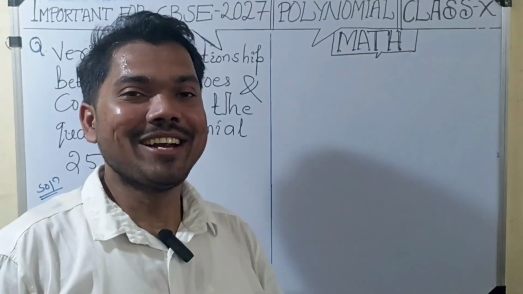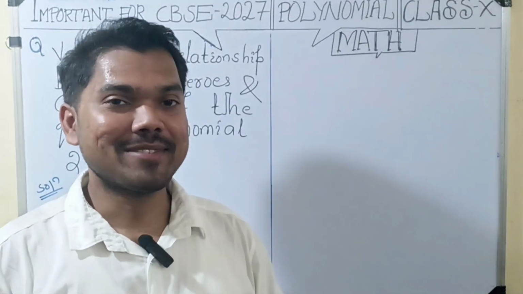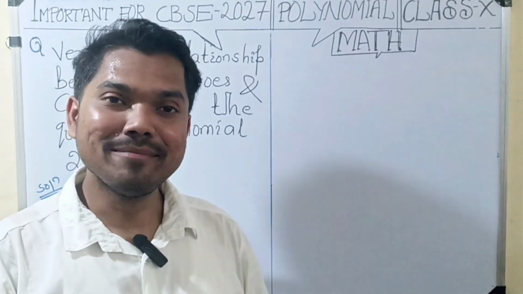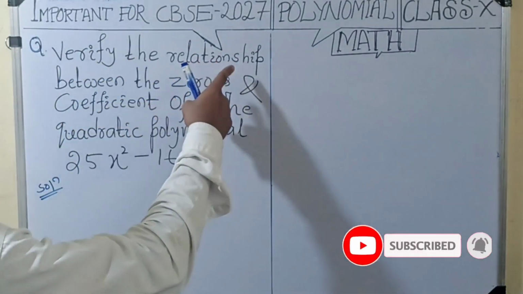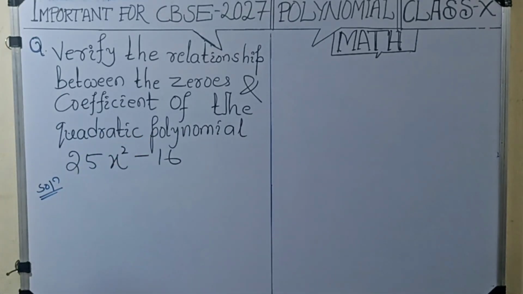Hello students, today I have brought for you one of the most important questions of class 10th polynomial chapter, which is very important for the upcoming CBSE 2027 board examination. So let's see what is the question. The question is: verify the relationship between the zeros and the coefficients of the quadratic polynomial 25x square minus 16.